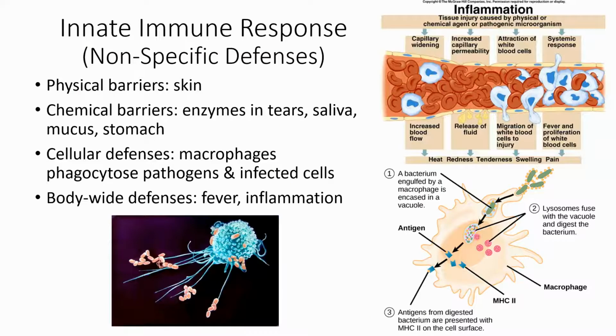All right. So we have a number of these innate, non-specific defenses. The physical barrier of our skin, and chemical barriers like enzymes. There's stuff in our saliva, in mucus, and in our stomach there are acids. We have patrolling cells like macrophages that are going to phagocytose pathogens. They're going to destroy any infected cells. And then you have things like fever or inflammation.